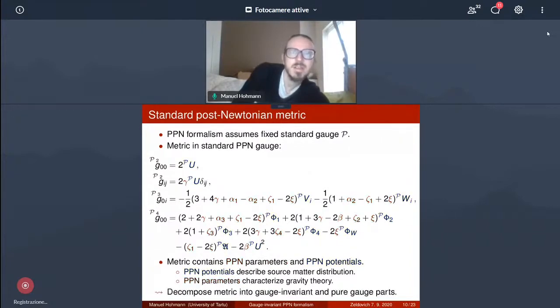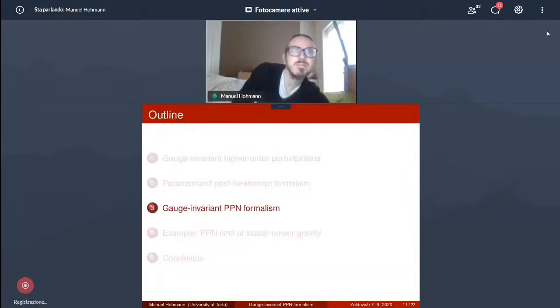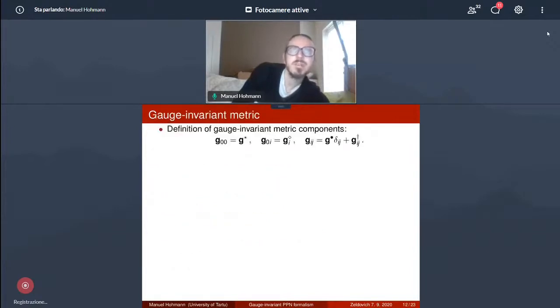And the idea now is that we can decompose this metric into the gauge invariant and the pure gauge parts by making this choice. So what is now the idea behind the so-called gauge invariant PPN formalism? We start with the definition of the metric components in a gauge invariant way. And I will do this by introducing these objects here. On the right-hand side, these are the gauge invariant quantities on which the following conditions are imposed.